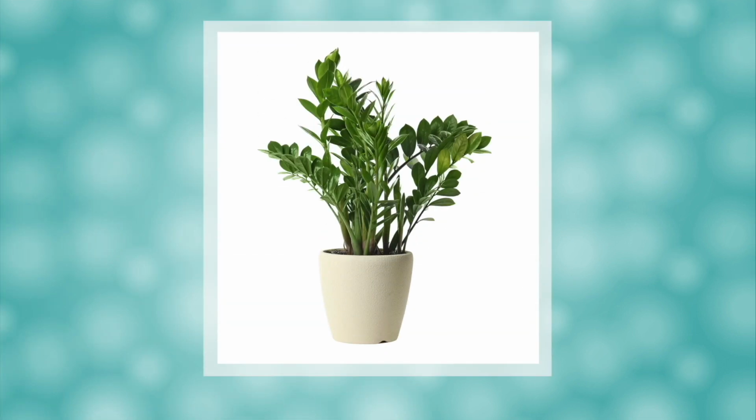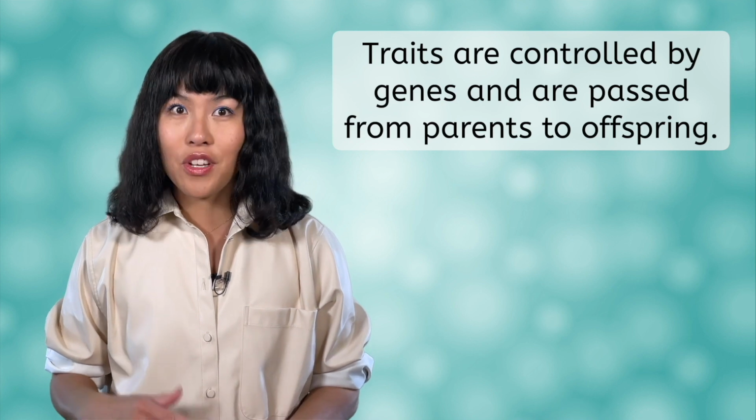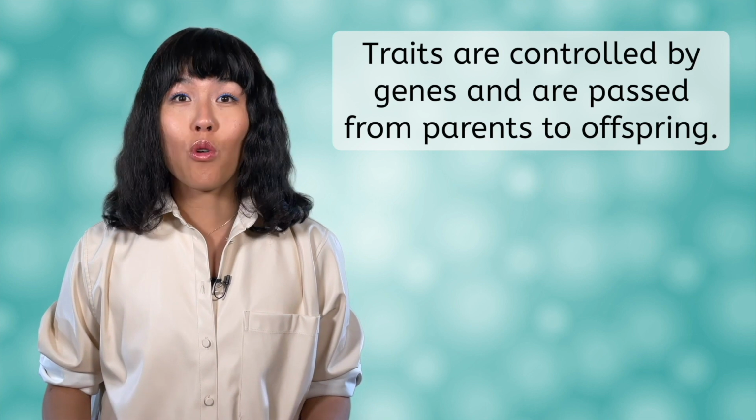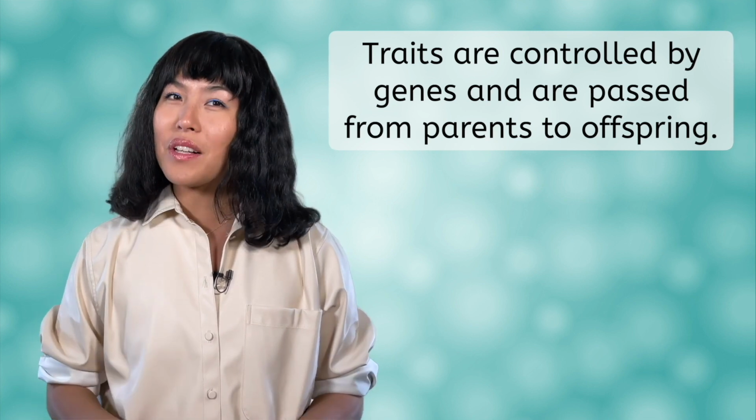We'll find as we go through the unit that most of these changes are not random, at least not the changes that stick around. Changes that give organisms any kind of advantage over other organisms tend to get passed on more frequently than changes that were less helpful. Any idea why? We know that many traits are controlled by genes, and that genes are passed from parent to offspring. If an organism is lucky enough to be born with a trait that makes them more successful, there's a good chance they'll live longer.